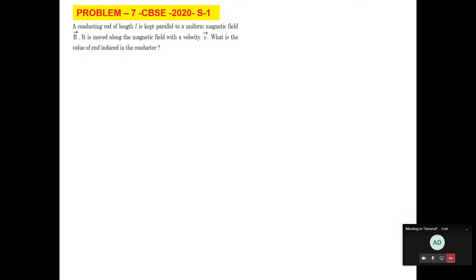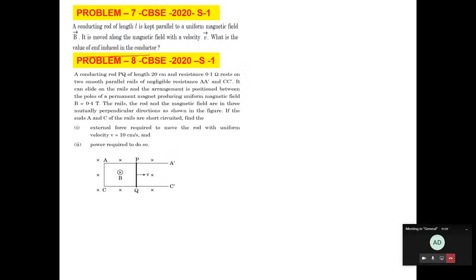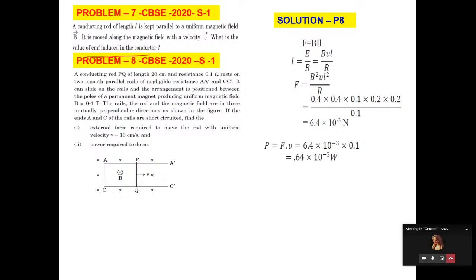Now another problem. A conducting rod of length L is kept parallel to a uniform magnetic field B. That is moved along the magnetic field with a velocity V. What is the value of EMF induced in the conductor? Let's see how to solve it. See, the equation for force is, see the second question, BIL. Remember, current I is BLV divided by R, EMF divided by resistance is current.